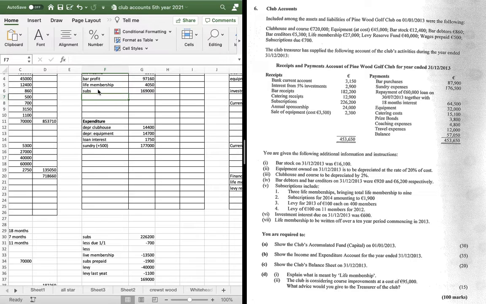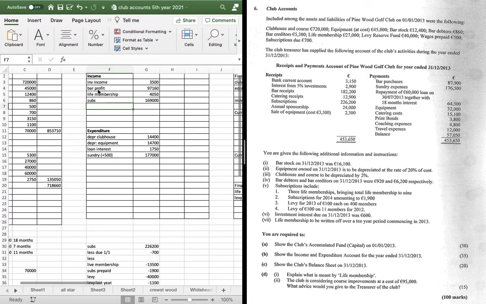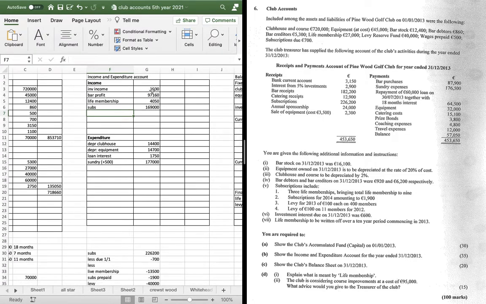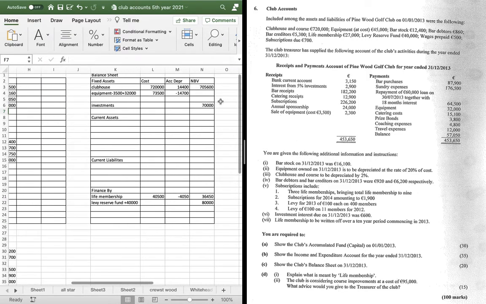Okay, so bank current account is in. Interest from 5% investments. I should have put that in at the start. I did 3,500. I've done that, so it's the 2,900 plus the 600. I've put the investments in as well. Really important you don't forget those investments. Bar receipts are in.